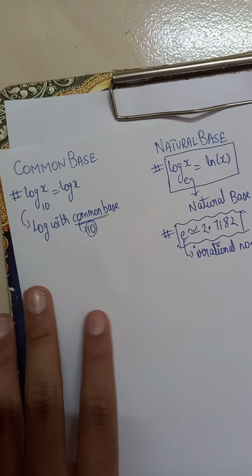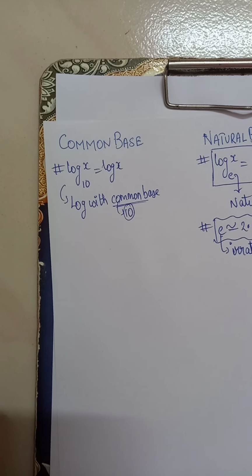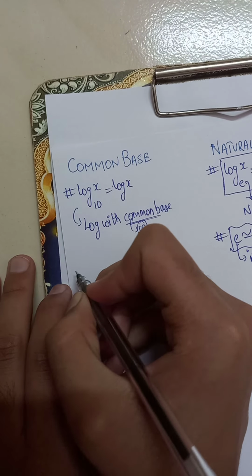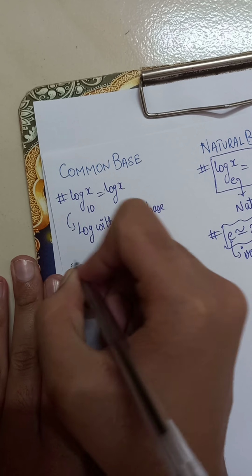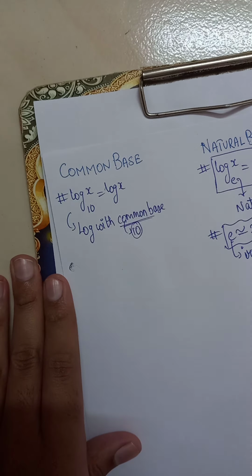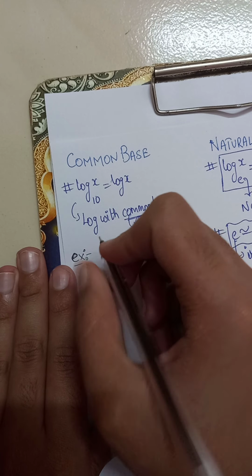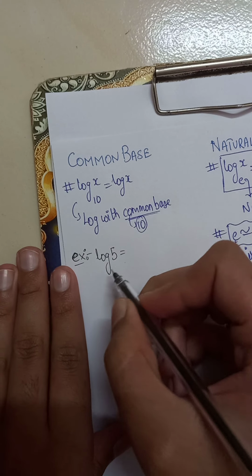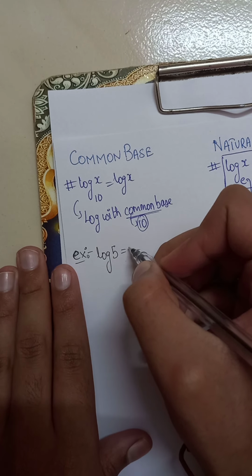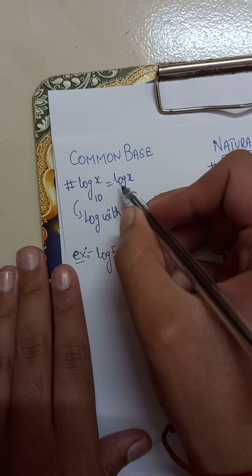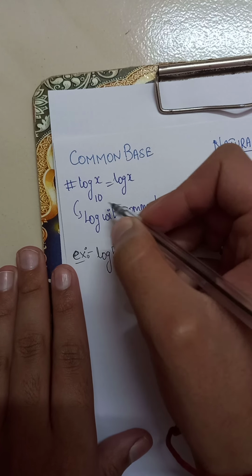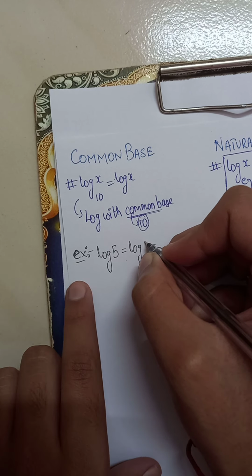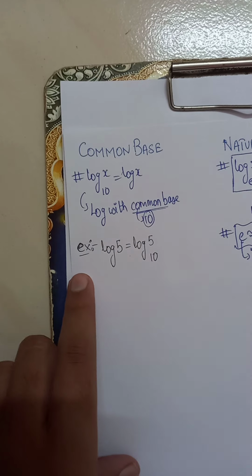Okay, so let's write some examples under common base. Suppose I give you a question called log 5. What is it representing? As I told you, if there is no base written here, then you should assume it as 10. So we can assume it as log 5 to the base 10.